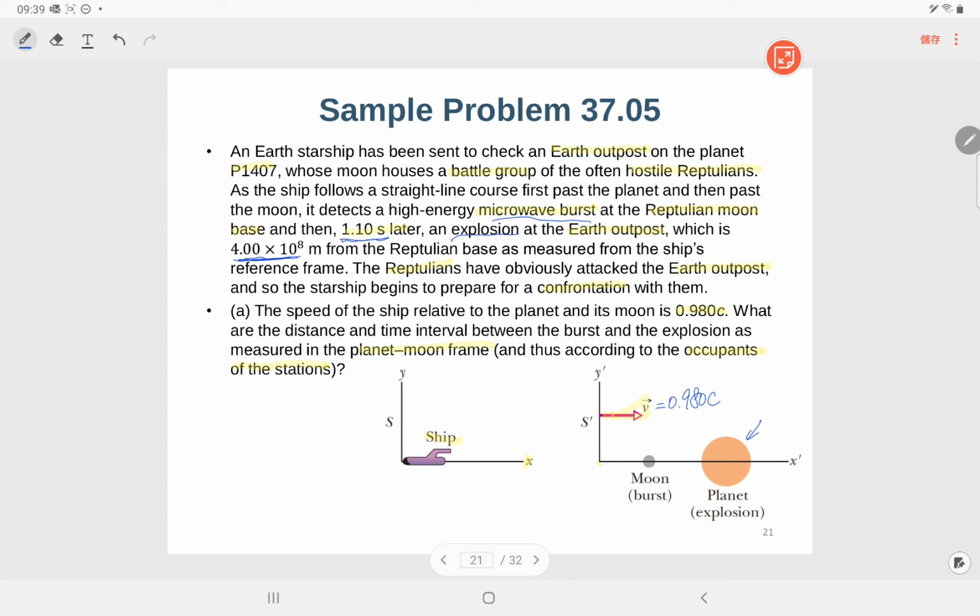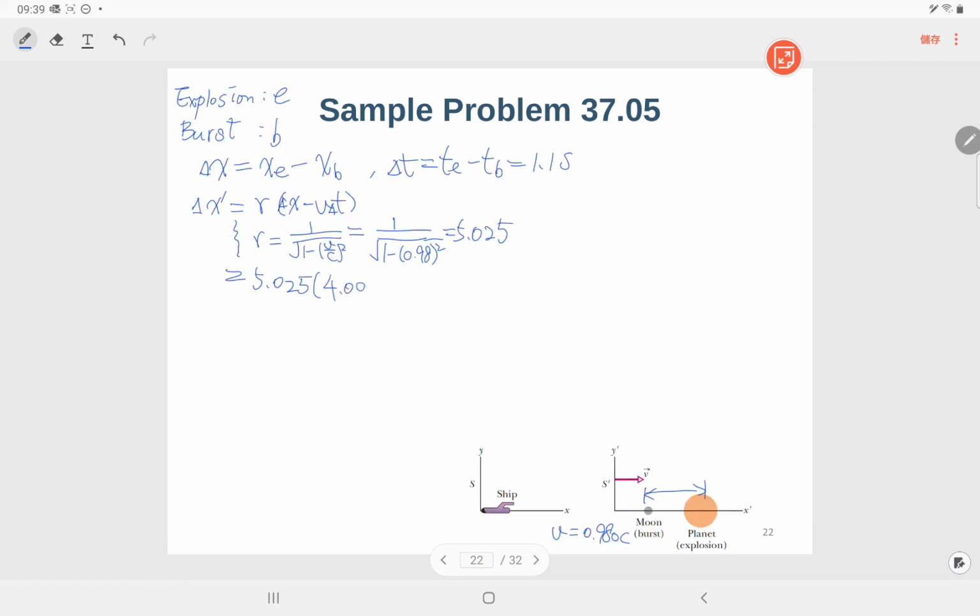Because this 4 times 10 to the 8 meters from the base is measured from the starship reference frame, this is 4.00 times 10 to the 8th minus v, which is 0.98 times 2.998 times 10 to the 8th, and then multiplied by 1.1. So this becomes 3.86 times 10 to the 8th meters.